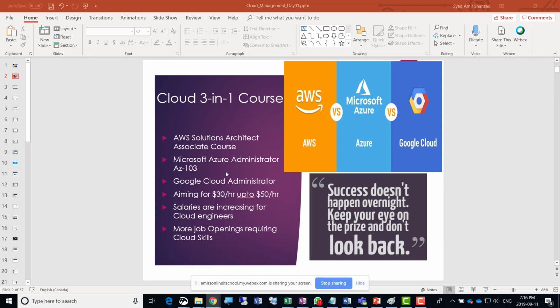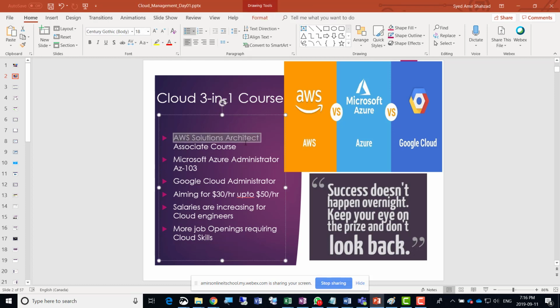Every course is complicated. So these 3 courses here, I combined these 3 separate, independent, tough courses into one course because of the importance of these courses, and students wanted to compare. So I wanted to add comparison of all the clouds.